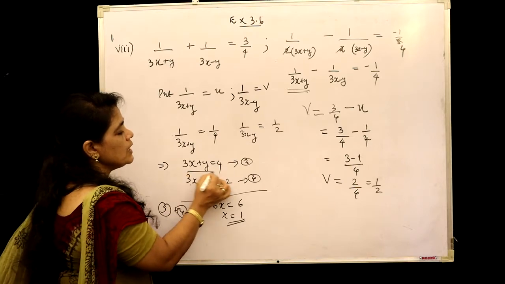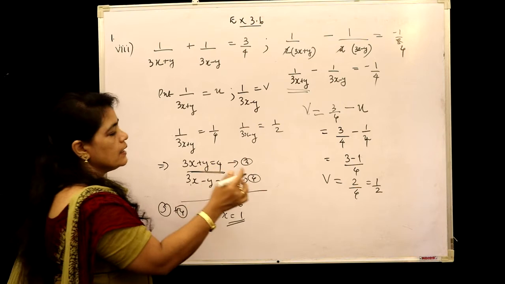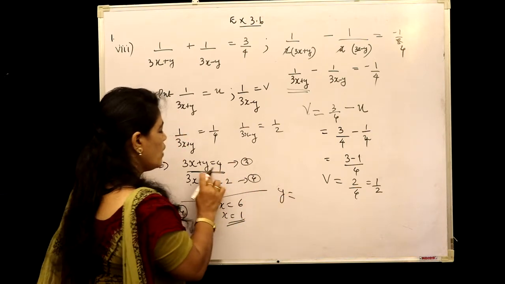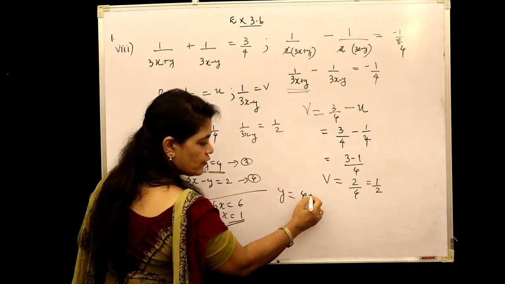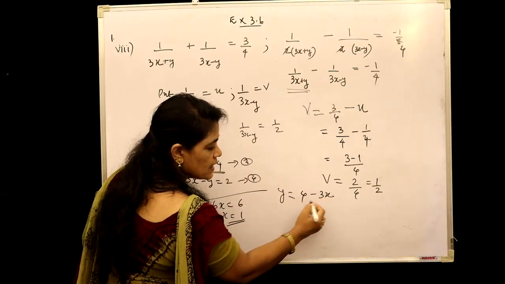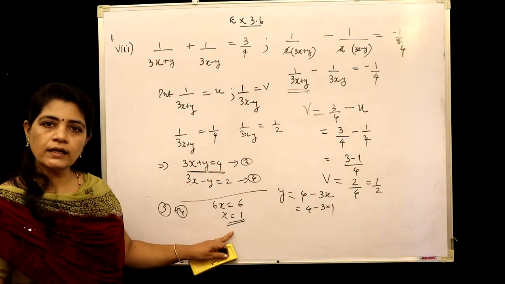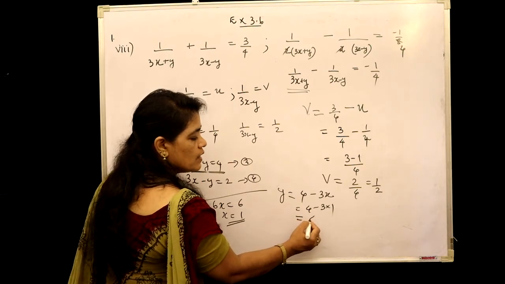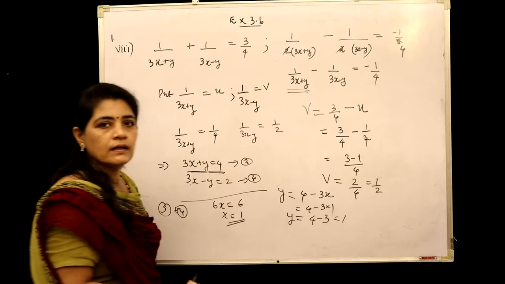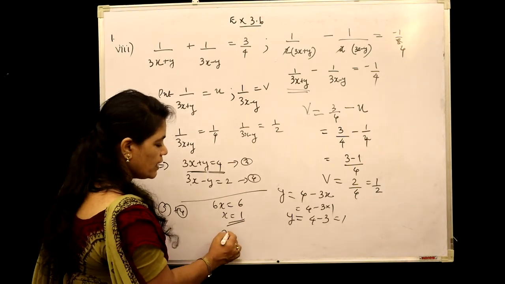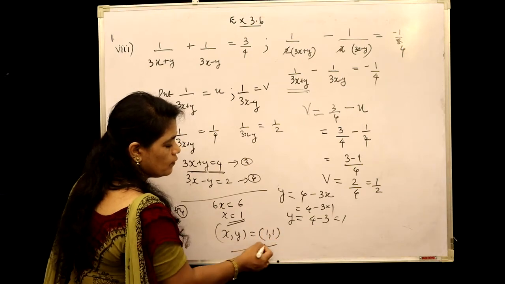Okay, and we need y also. From equation 3, y alone, so 4 is there on the RHS, and 3x goes from LHS to RHS as minus 3x, that is 4 minus 3 into 1, since x we got as 1. So y is equal to 4 minus 3, that is 1. So y is equal to 1. So x and y, the values are 1 and 1, that is 1 comma 1.